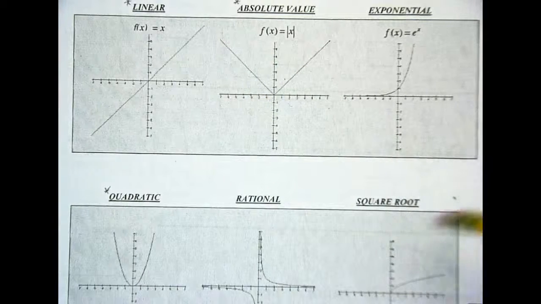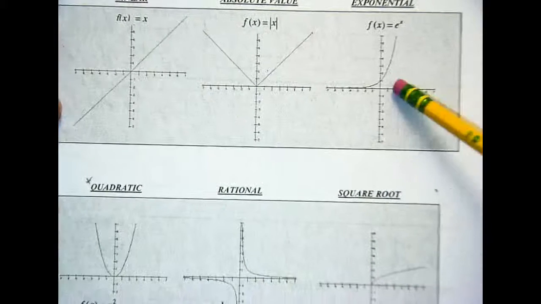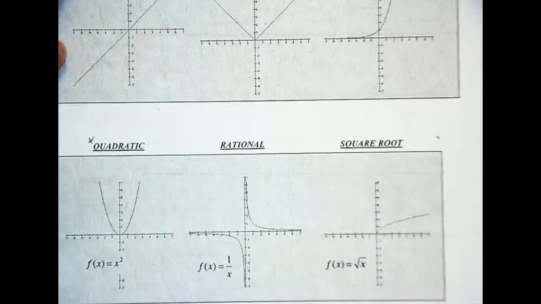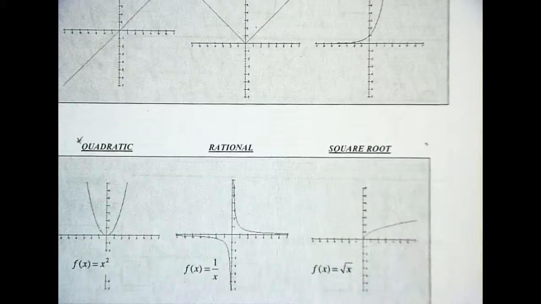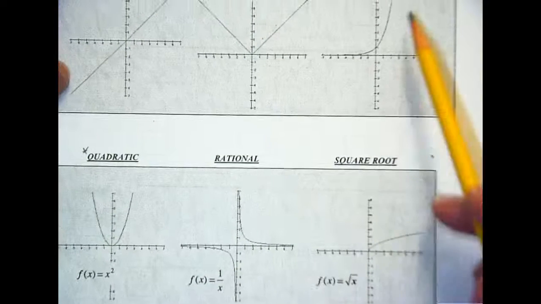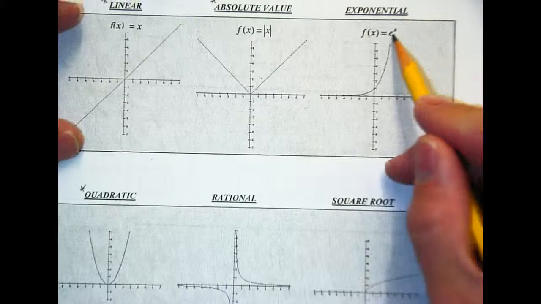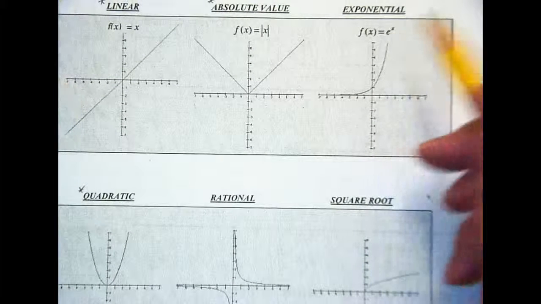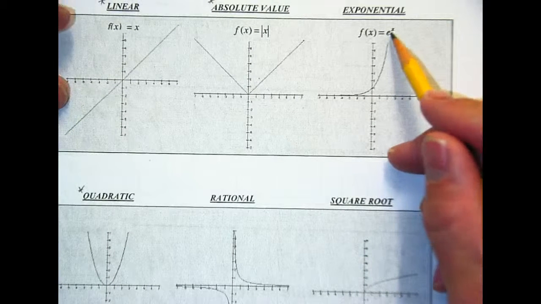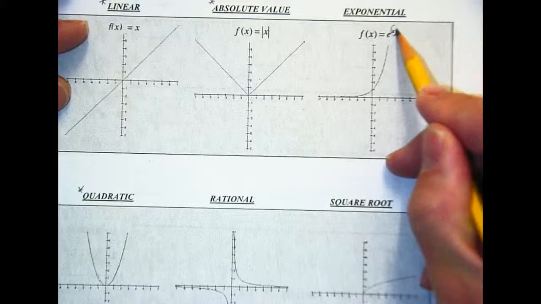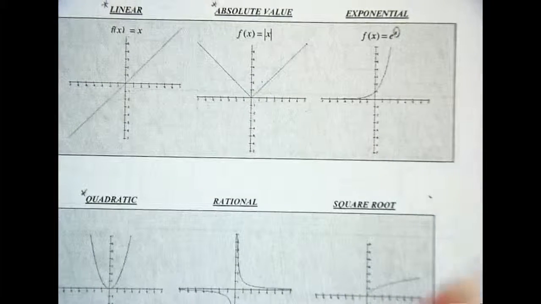Now the other three that we have on here are exponential, which is another one you'll cover this year, rational, which you'll cover this year, and square root, which you'll cover this year. Note the pictures. Now this actually says e to the x. It could actually be any number to an x. The key is where your x is. Your x is in the power position there.